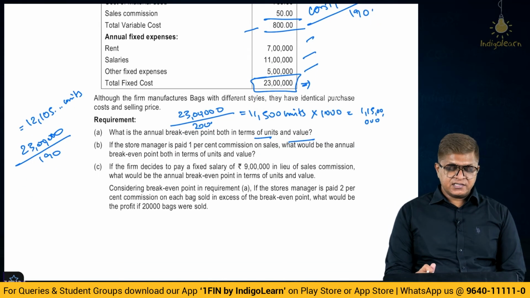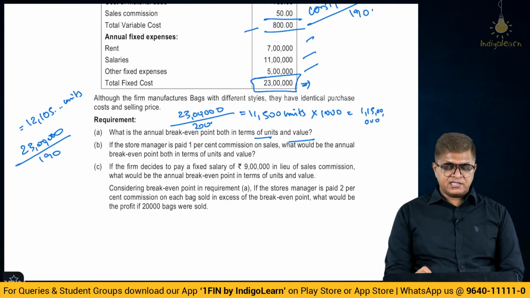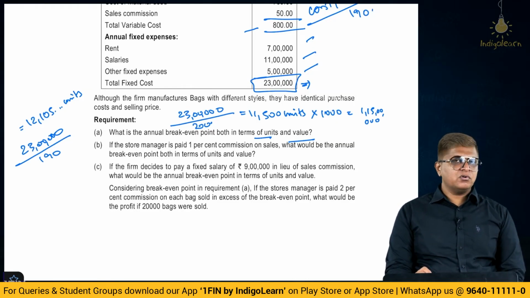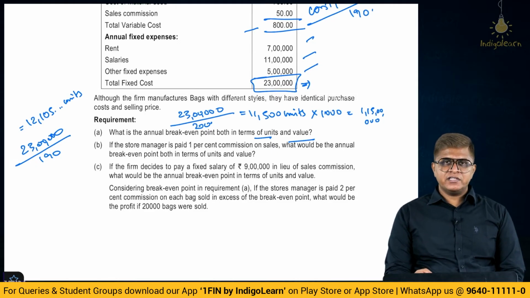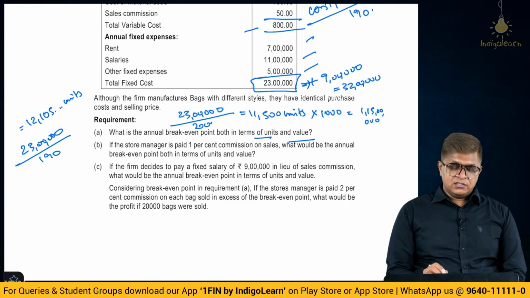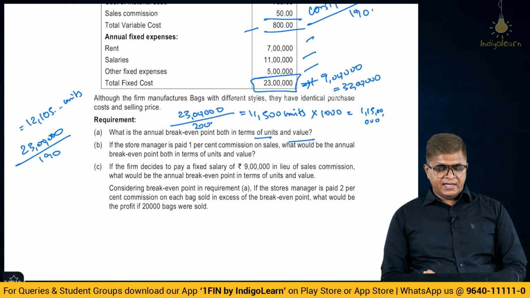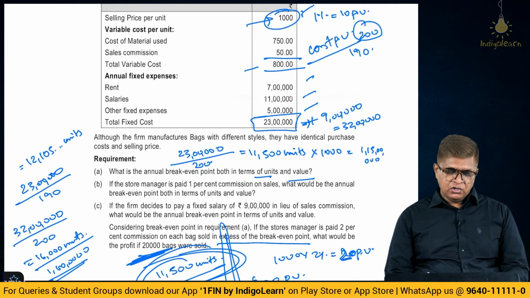If the firm decides to pay a fixed salary of 9 lakhs in lieu of the sales commission, so they don't want to give per unit, they want to give fixed. So when they give fixed salary, this fixed cost of 23 lakhs will increase by 9 lakhs. It will become 32 lakhs. Alright. So if they give a fixed salary of 9 lakhs, what would be the annual break-even point in terms of units and values?